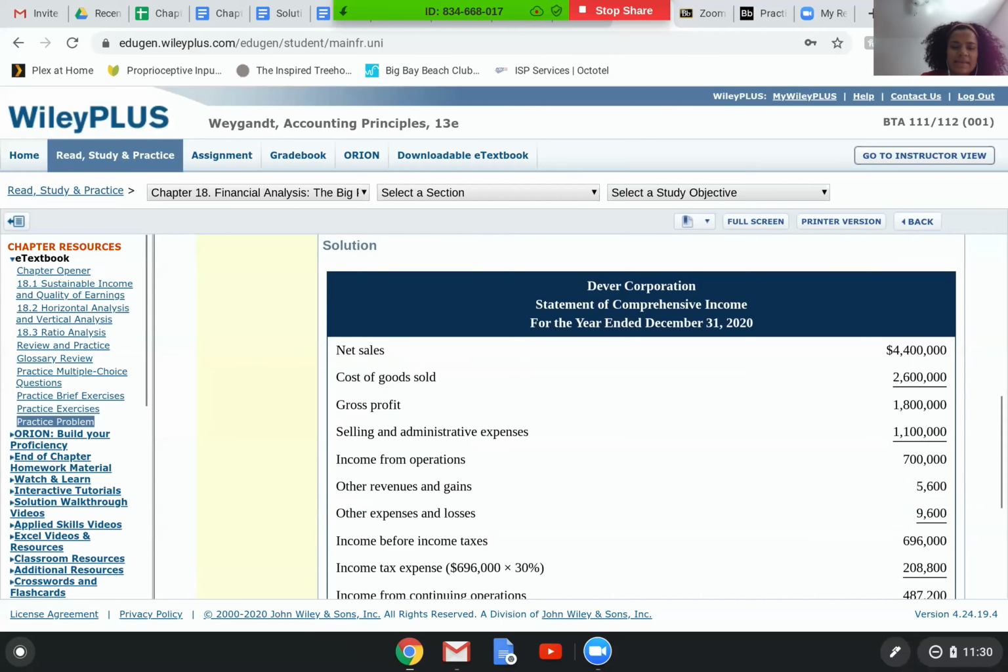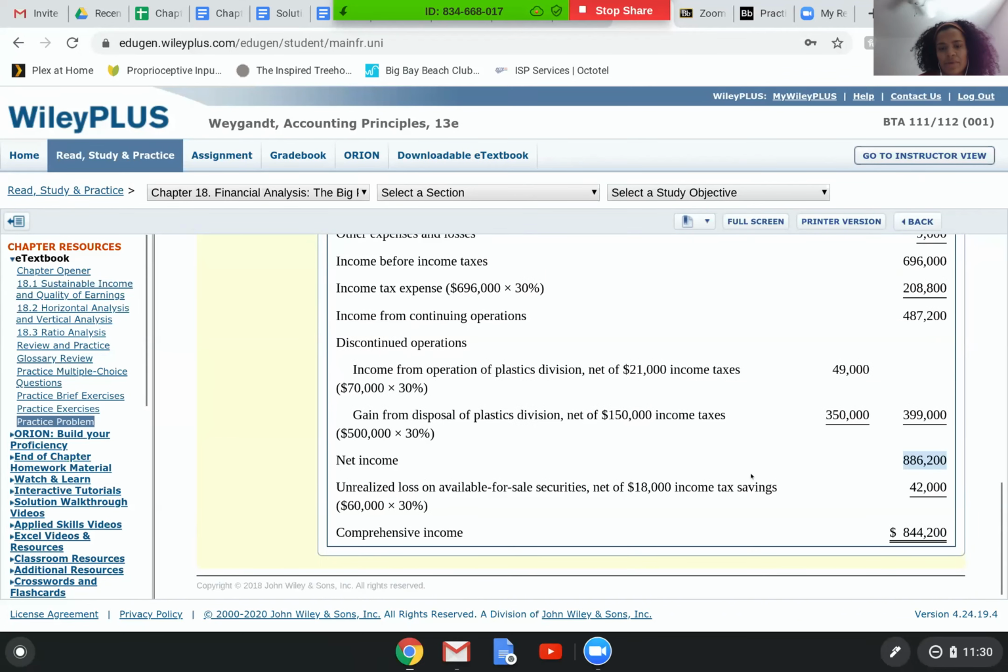Once again, this has to be net of tax because we're below the line. So unrealized loss on available for sale securities, net of $18,000 in income tax. It's savings because it's a loss. So the loss is reduced to 42,000 because it's a loss you deducted from net income. So your final answer is 844,200, and that is called comprehensive income.